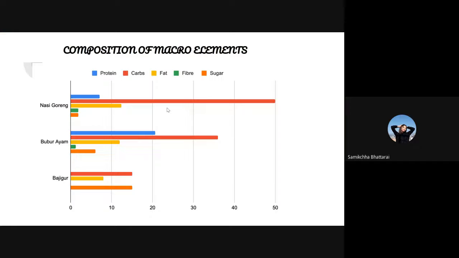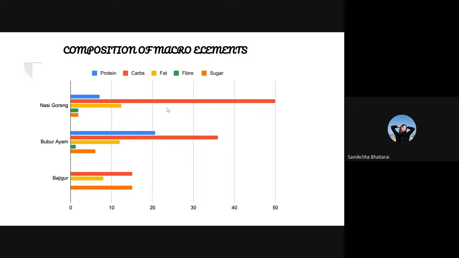Now, talking about the composition of macro elements in nasi goreng, bubur ayam, and bajigur. The amount of nasi goreng we each consumed was 250 grams. So nasi goreng, as you can clearly see in the chart, had high carbs in it. Carbs were high in nasi goreng, bubur ayam, and bajigur. The least in nasi goreng and bubur ayam was fiber. Bajigur had no fiber and no protein, but it doesn't matter because the taste was superb. These contain protein, carbs, fat, fiber, and sugar.